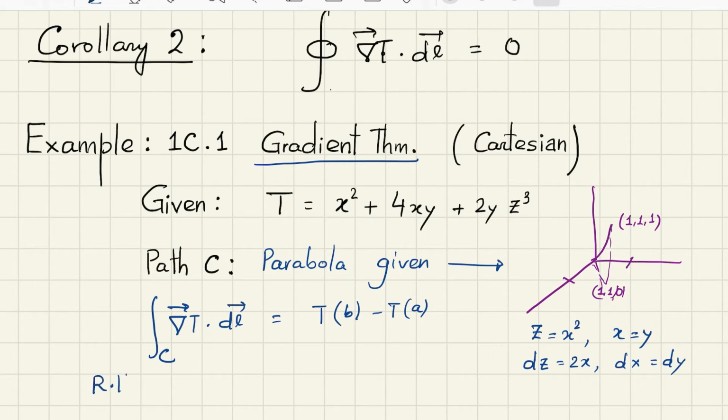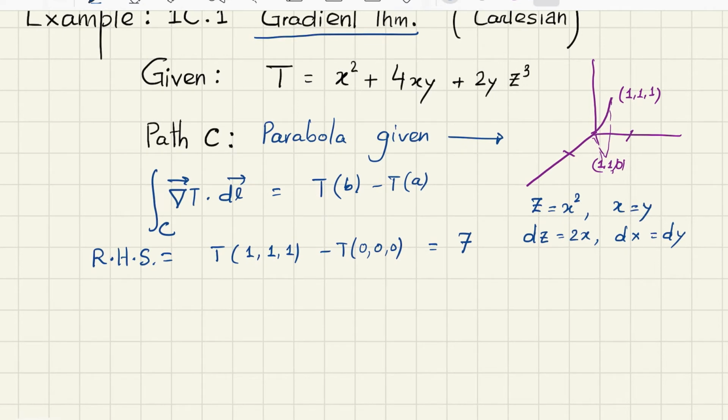So the right hand side of the equation is easy to find out. This is T at 1 1 1 minus T at 0 0 0, which is nothing but 1 plus 4 is 5, plus 2 is 7. Okay, so that is the RHS. Now to find out the left hand side, first you have to calculate grad t. So grad t is easy to calculate. This will be del t by del x i plus del t by del y j plus del t by del z k.